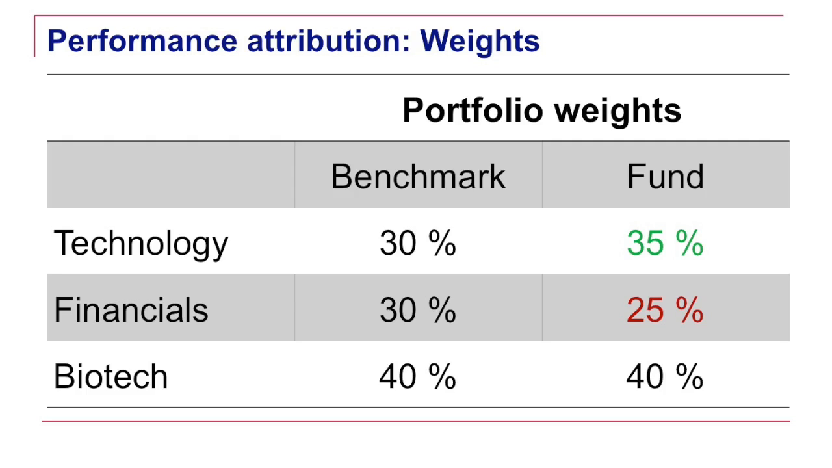In this example, I have the benchmark composition and the fund composition. I've chosen a very simple example where there are only 3 sectors, and we can think of this fund as being completely invested in stocks. Okay? So there are 3 industrial sectors that the fund is active in, which I've labeled technology, financials, and biotech. The benchmark has 30% invested in technology, 30% in financials, and 40% in biotech. Whereas the actively managed fund has an overweight in technology, 35 versus 30, underweight in financials, 25 instead of 30, and identical allocation in biotech.